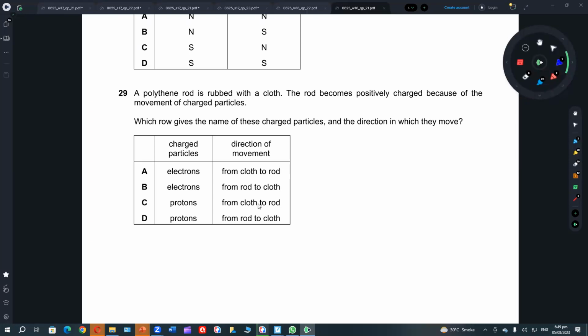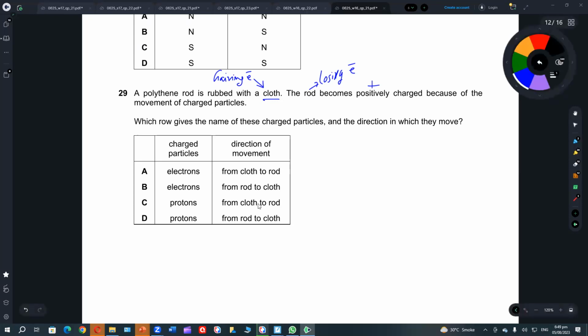Positive means it has lost electrons. So the rod becomes positively charged, which means the rod is losing electrons. And definitely then the cloth will be gaining electrons, since one is losing and one is gaining. So electrons are going from the rod to the cloth. Protons never transfer. Protons never move.